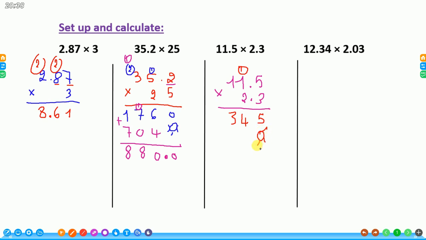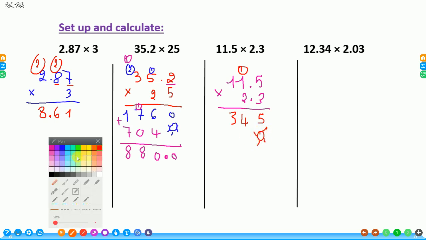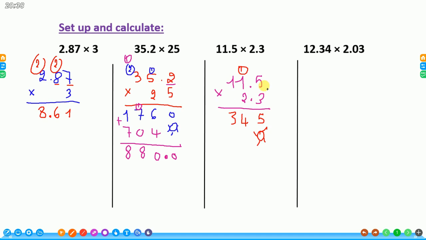I put the 0 of 20. Then I continue. 2 times 5, 10. 0, I carry 1. 2 times 1, 2, plus 1, 3, and 2 times 1, it's 2. Then I add the numbers. 5 plus 0, 5. 4 plus 0, 4. 3 plus 3, 6. And we have the 2.